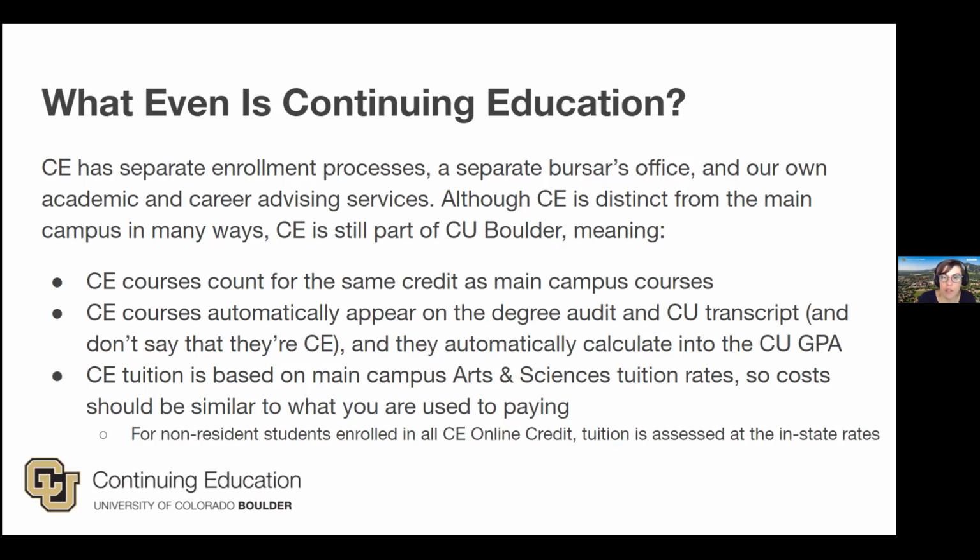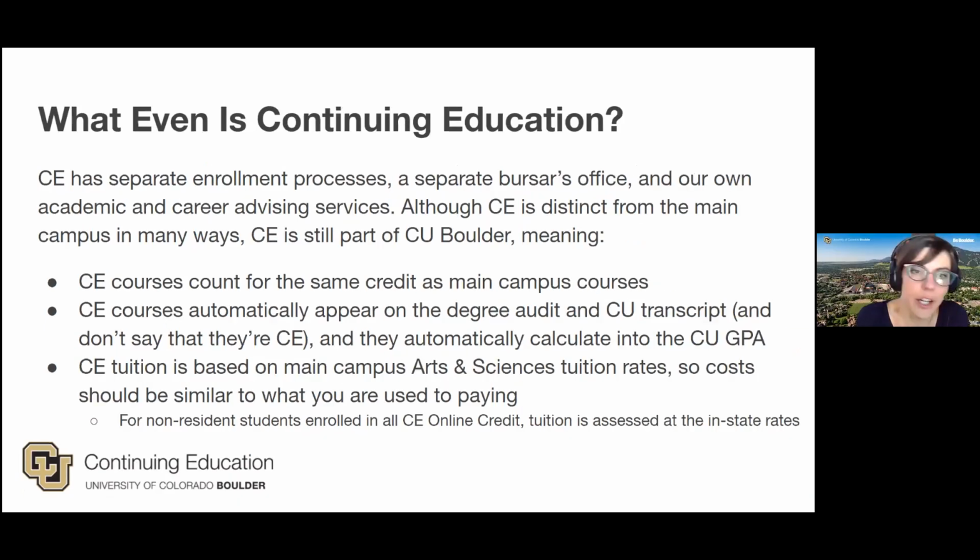Our tuition is based on arts and sciences rates. So it should be pretty similar to what you normally see. And in fact, it might be a little bit cheaper because I know arts and sciences is a little more affordable than, say, engineering or business. The other thing is, if a student enrolls in all continuing ed online credit, so asynchronous classes, we always assess that tuition at the in-state rates. So, in that case, it could be significantly cheaper for folks.